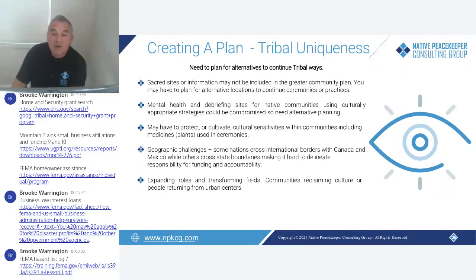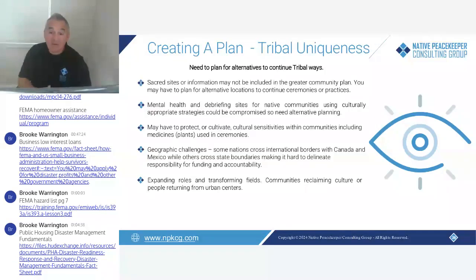Creating a plan, including our tribal uniqueness. So we want a plan that allows us to continue our tribal ways. Things like sacred sites or information may not be included in the greater community plan. It may be included, but it may not be for public exposure if you want to protect some of those sites or some of that stuff. So they might already have planned it if you have an emergency planning department that you would need to know about, and where it might come in to you that you may continue to have a plan for your locations where you're continuing your ceremonies or any practices that you do.